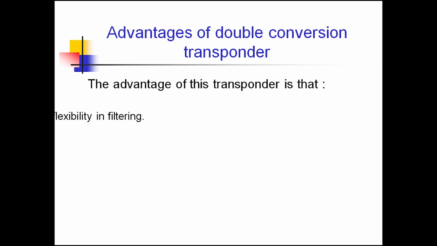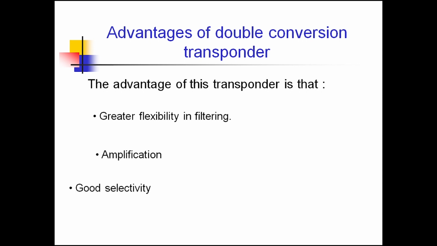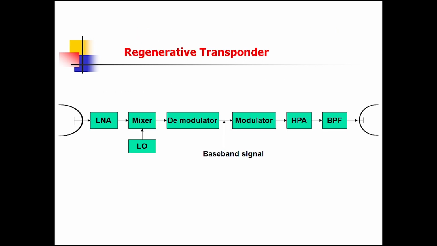The advantage of this particular double conversion transponder is there is greater flexibility in filtering. Amplification we can provide much more, and it is good having good selectivity, selecting our desired signal and rejecting the unwanted signals. And we will discuss the third one, the regenerative transponder.